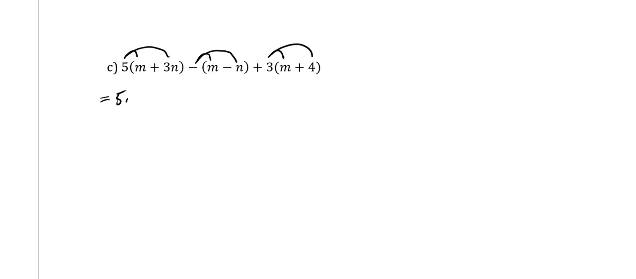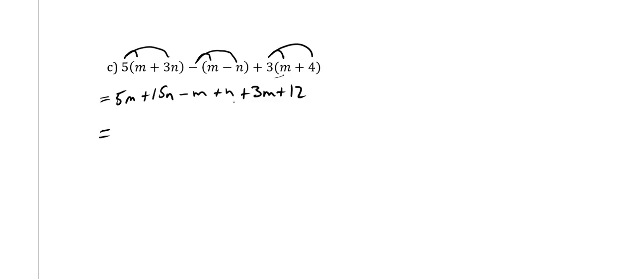So that's going to be 5m plus 15n. So here we go. This is minus m plus n. And that right there is what so many people would miss. They would leave that as a minus m because they would forget to multiply by both. Plus 3m plus 12. Sometimes people forget that too. They only multiply the 3 by the m and they forget to do it by the 4. That's more in grade 9 though. By grade 10 we're probably on the ball with that.